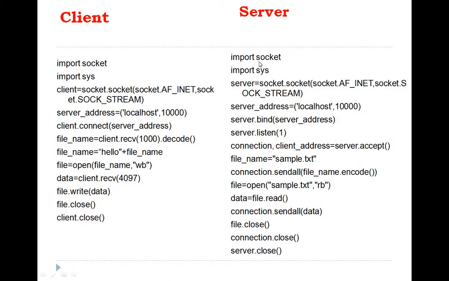In this program, we are going to import a socket library and a sys library. After which we are creating a server instance using the command socket.socket of socket.AF_INET, which represents the address family of internet. The second parameter is SOCK_STREAM, which represents a TCP connection. For creating a TCP connection, we should include this parameter SOCK_STREAM.